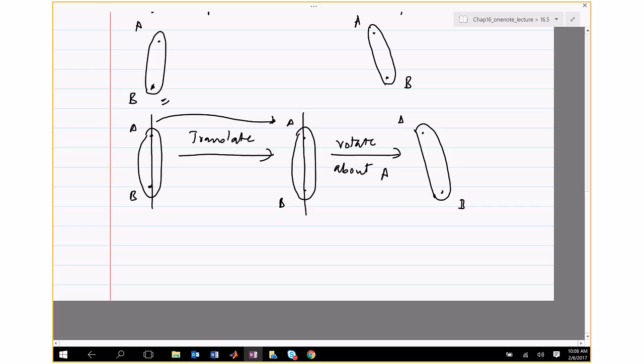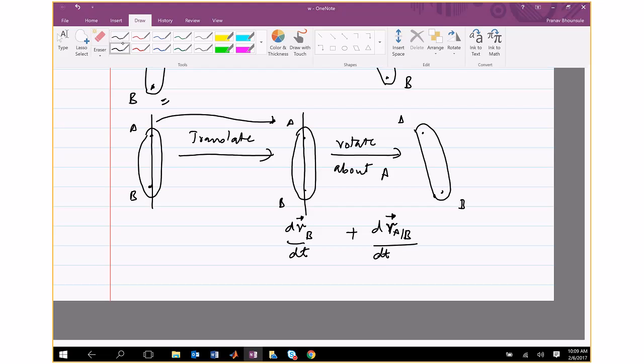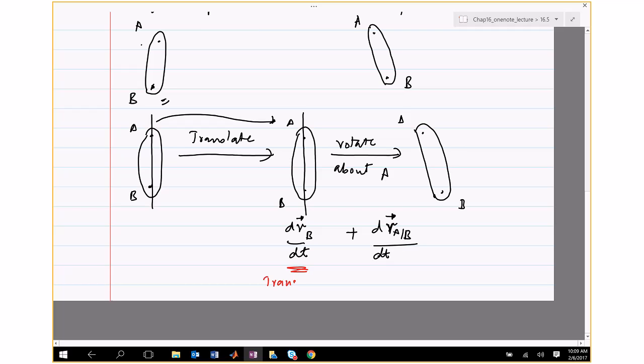So what this formula tells me is that the motion of B consists of dRB/dt, which is the translation of B, plus that due to rotation, which is going to be dRA with respect to B over dt. This is the translation part, and this is the rotation part. So if you notice here, this is the motion of B with respect to A. So it's actually telling you how the body is rotating.